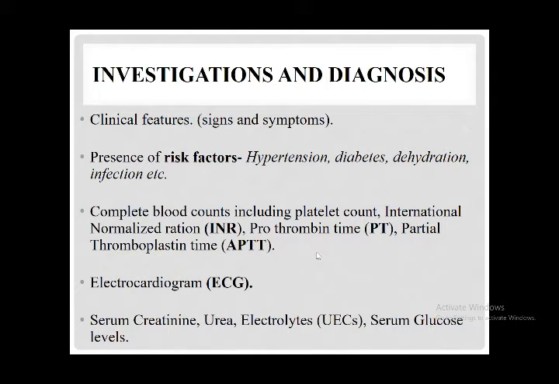How to investigate and diagnose the stroke? You must know about clinical features first, about symptoms, signs of a stroke, very important for suspicion of any vascular event. You must dig out underlying risk factors like hypertension, diabetes, infection, dehydration that can lead to vascular events. You must start with baseline investigation, starting with complete blood counts, including platelet count, INR, prothrombin time, partial thromboplastin time. You must start with ECG workup also in these patients to see old ischemic changes in the heart that may suggest cardioembolism.